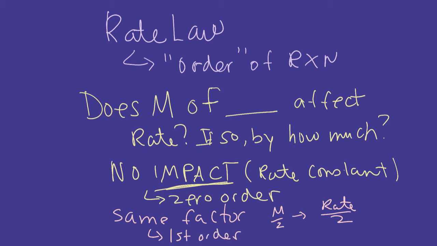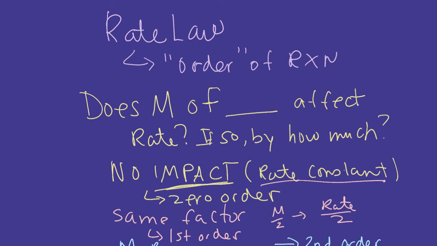Okay, so zero order means it has no impact. If I cut the molarity of the reactant, it doesn't matter, the rate stays the same. If I cut the molarity in half and the rate also decreases by half, that's first order. Second order is if I cut my molarity by 2, but instead the rate is cut by 4. So basically it's doubly as important. This would be known as a second order reaction.